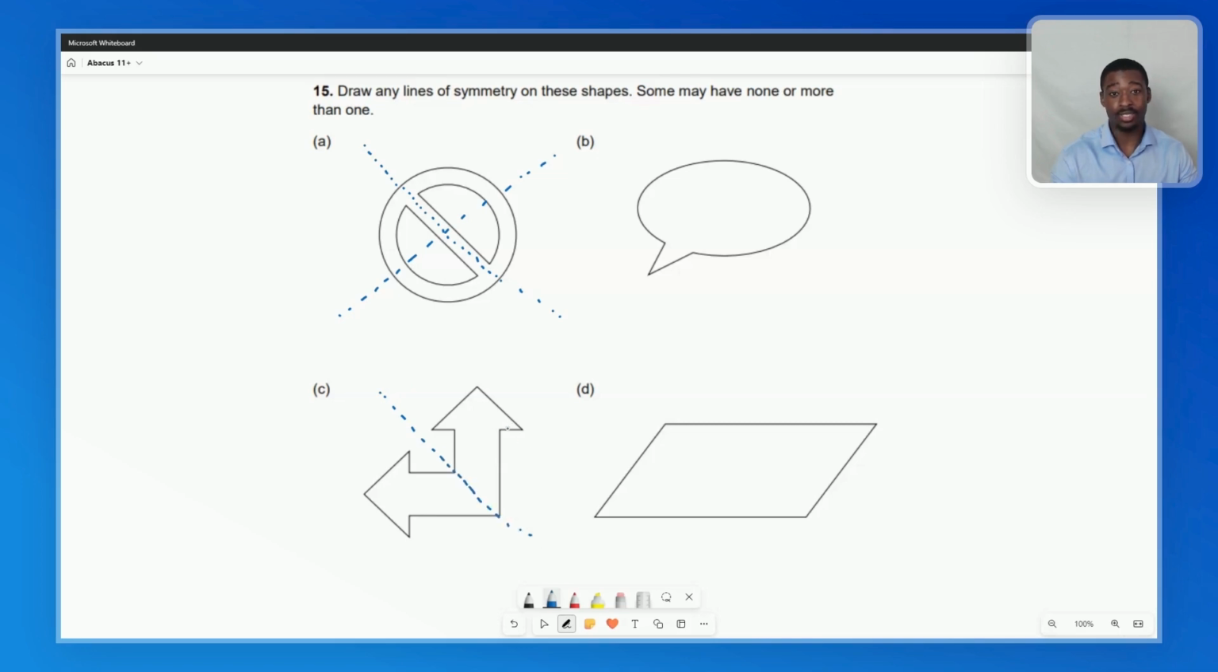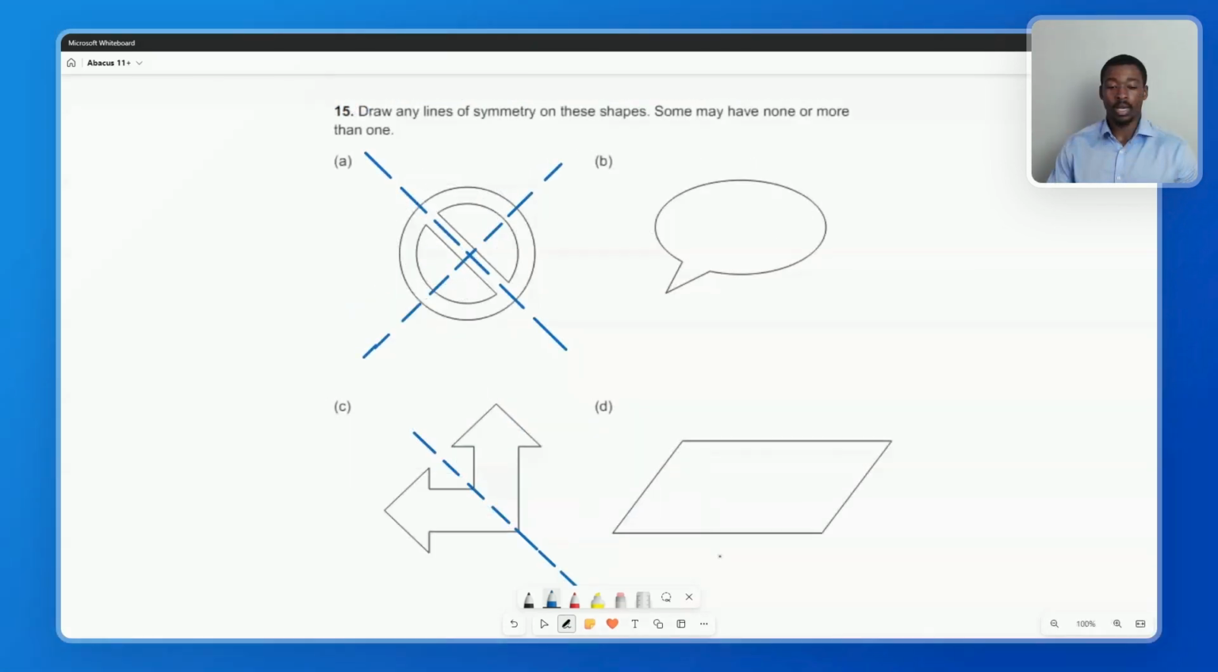We can see it passes our test. If we were to fold this bit over and collapse it over here, there'll be no overlap. This section here would perfectly align with this section here, and therefore we know it truly is a line of symmetry. And finally, for part D, we have this parallelogram.